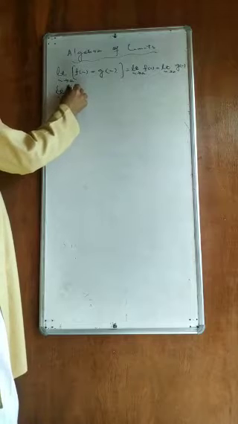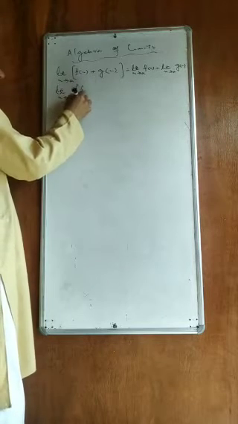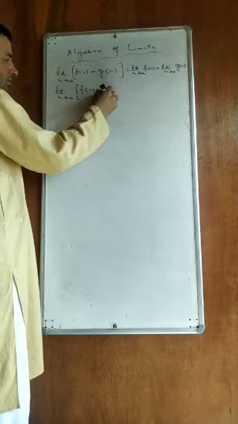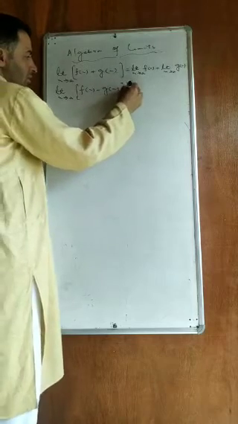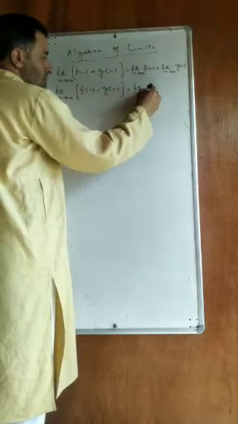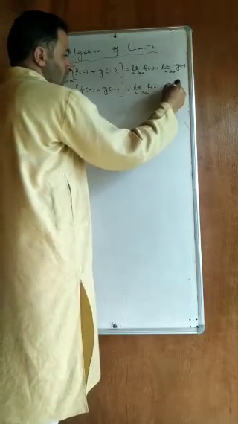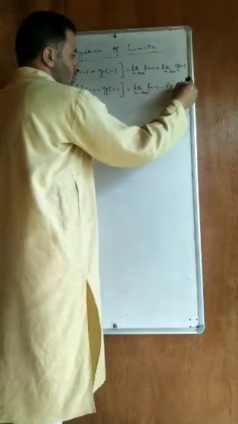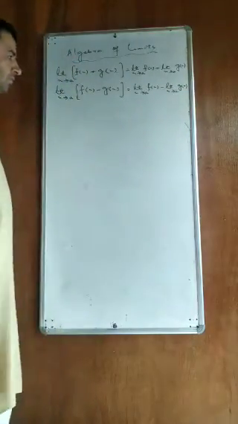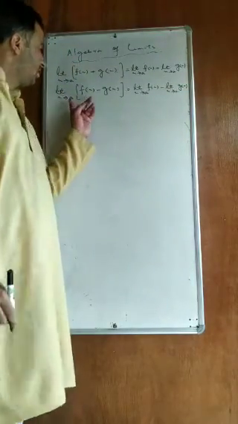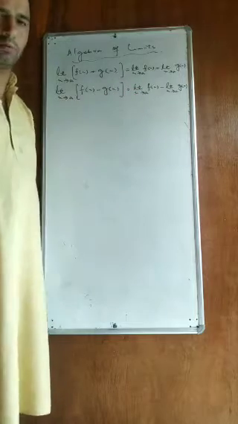वैसे हम लिख सकते हैं limit x tends to a, f of x minus g of x, it is equal to limit x tends to a, f of x minus limit x tends to a, g of x. This is called difference of limits. That is, limit of a difference is difference of limits.